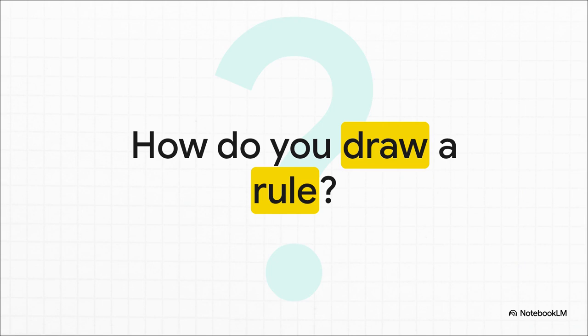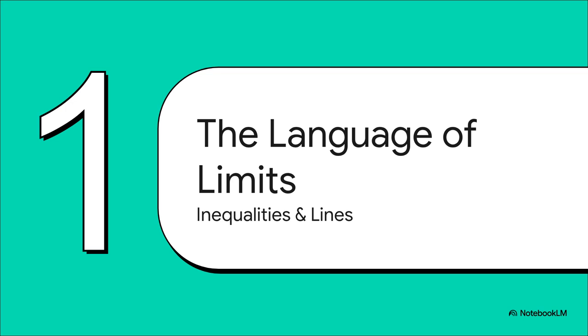All right, so let's just jump right in with a question. Think about a rule, any rule, like the speed limit on the highway, or maybe an age restriction for a movie. How would you draw that? How could you show the entire rule on just one single line? Well, the answer is something called inequalities. And the key to making them make sense visually, it's a tool you definitely already know. It's the good old number line.